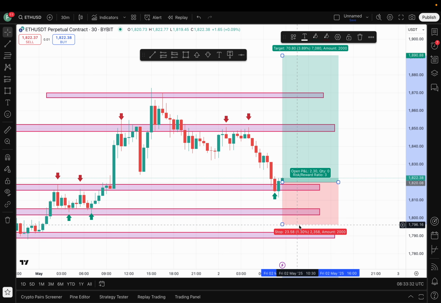If it moves to our stop loss, we take our loss and we move on. So these are the two ways you can set your take profit and stop loss like a pro, even if you're a beginner. Now, before I go, there's something I want to show you.